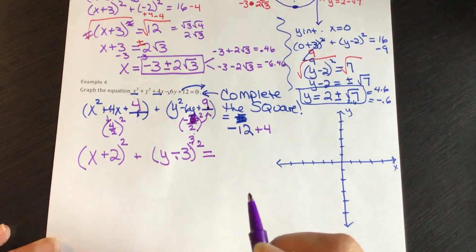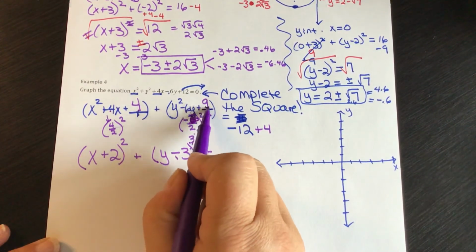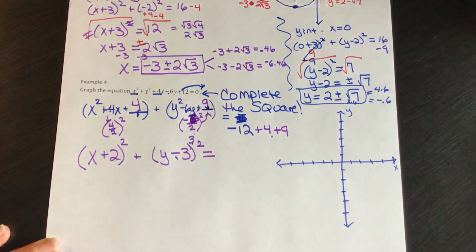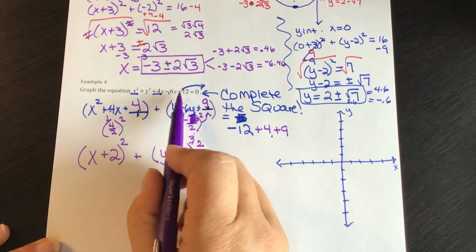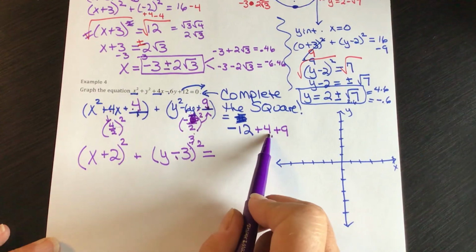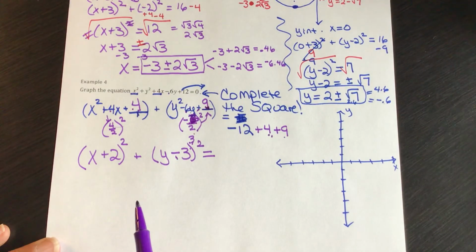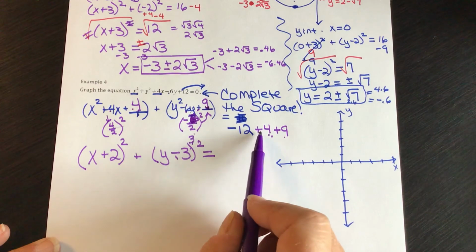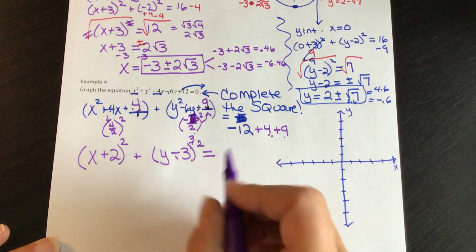And that equals what's over here. And again, if I added 9 to this side, I got to add 9 to this side. So I got to add 9 here. And now I started off with negative 12. I added a 4 here, so I added it on this side. I added a 9 here, so I added a 9 to the other side as well. If I add these up, negative 12 plus 4 plus 9 is positive 1.